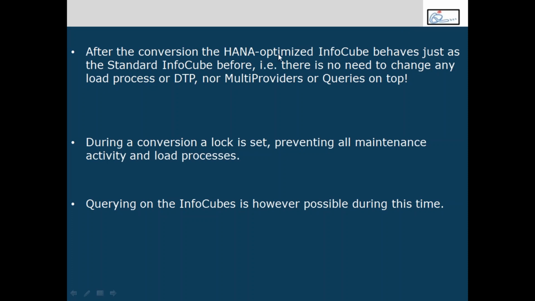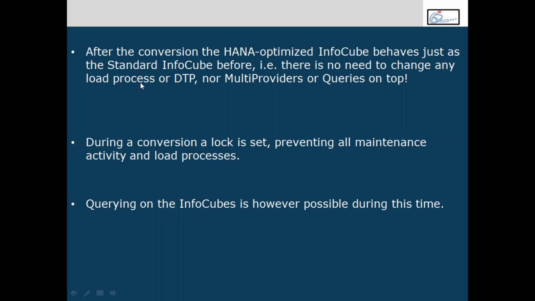After the conversion, a HANA optimized cube behaves just like a standard cube. When you're converting from a normal cube to a HANA optimized cube, you don't have to make any changes. No changes to DTP, loading process, or even to multiproviders, or to queries on top. Everything will be undisturbed. You just have to migrate the cubes. Even though you don't have to drop data, no lower level objects or higher level objects will get disturbed.